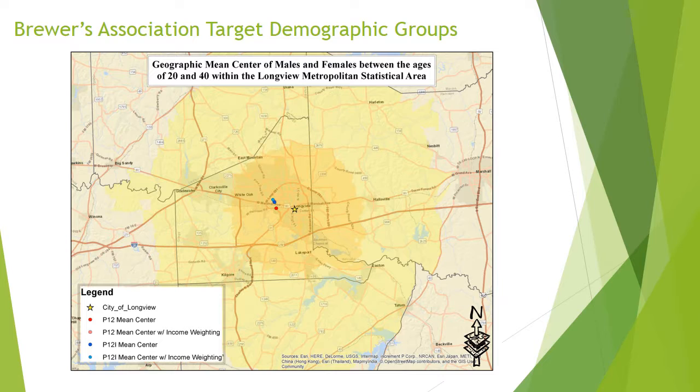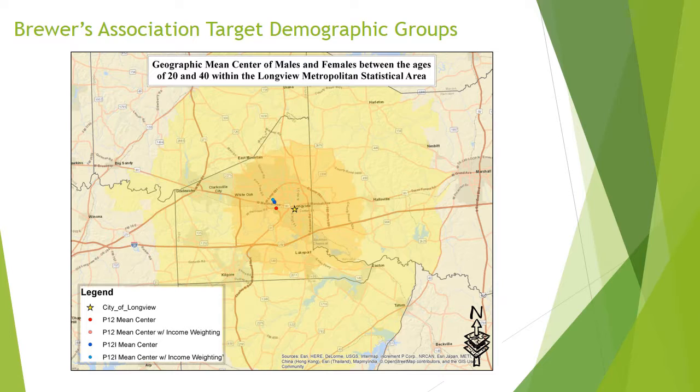At the block level, I downloaded the 2010 100% data SF1 sex by age and sex by age white alone, to try to eliminate and find out a tighter demographic group. And on this map, the red dot represents just the mean center of all the males and females between the ages of 20 and 40.